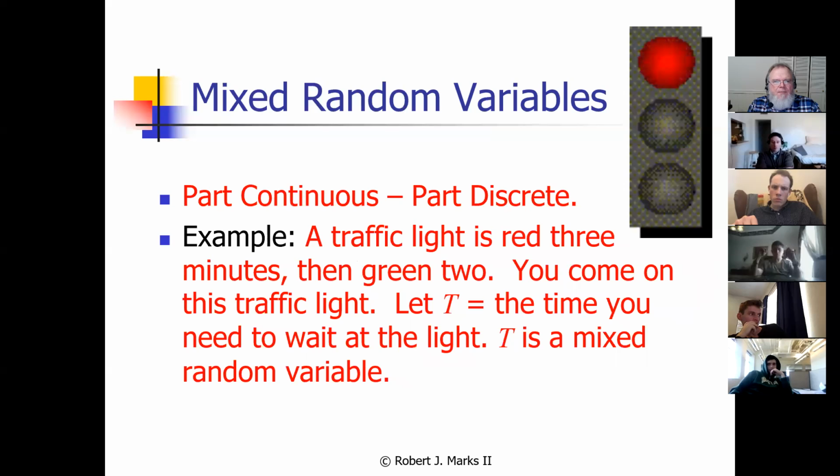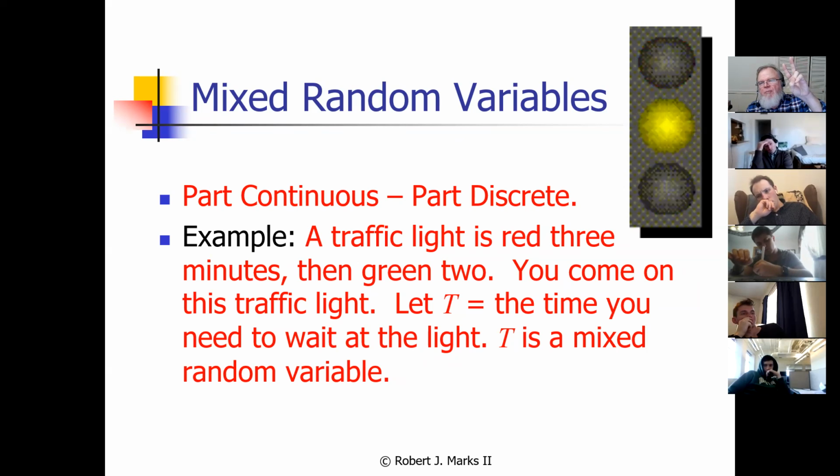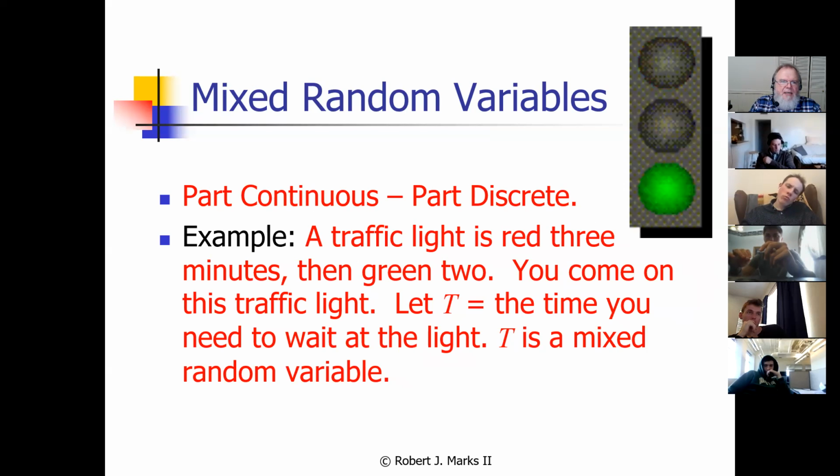Now, there are also mixed random variables. We've talked about discrete random variables such as the binomial, the Poisson, and we've talked about continuous random variables like the Cauchy, like the Gaussian, like the Pareto random variable. There are also mixed random variables, and the one that I like to use as an example is a traffic light, which you can see here at the right.